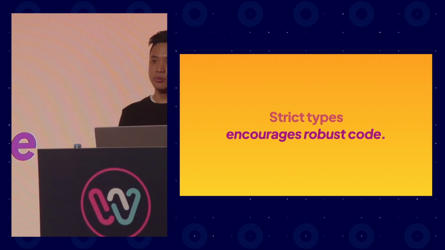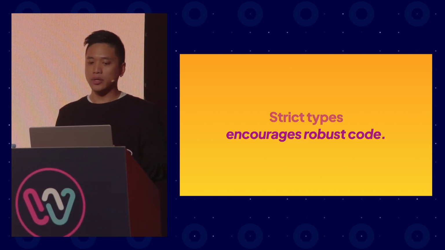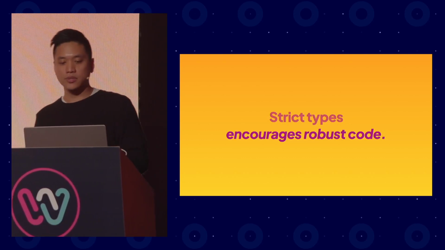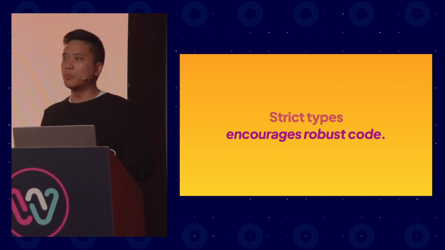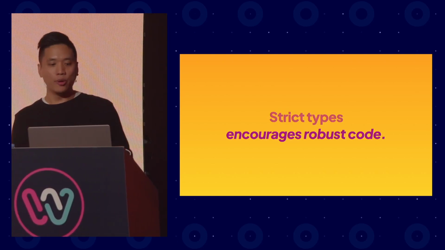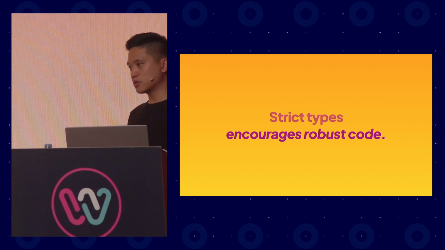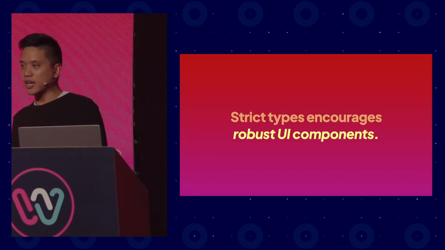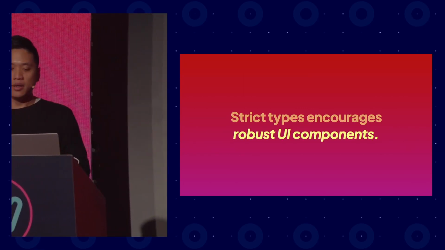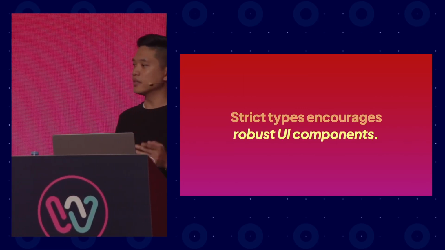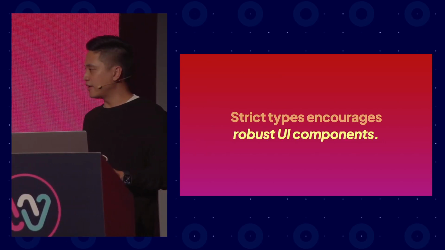Strict types help to ensure that the data in the code is valid and conforms to a specific schema, making the code more predictable and reliable and also encouraging the creation of robust code. Strict types also encourage robust code by providing a clear, well-defined interface that ensures that the data used there is valid and consistent.